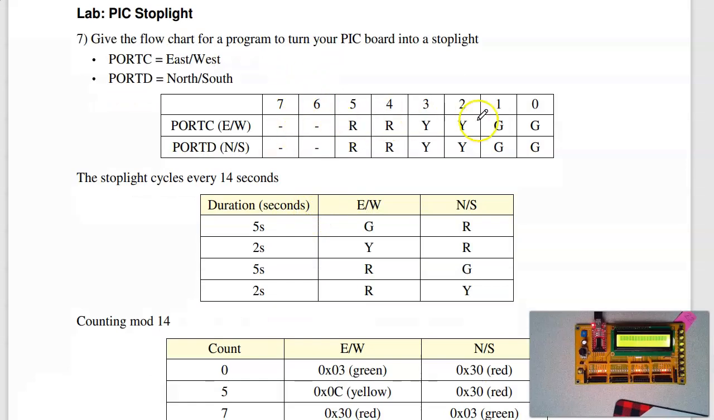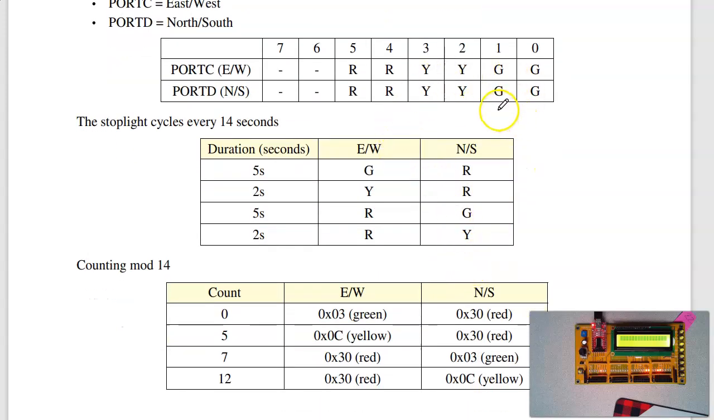Well, first off, you have to assign the pins. So I'm going to define port C to be the east-west light, north-south to be port D, with the LEDs corresponding to green, yellow, and red, one for each direction. When I write to the ports, the color is the bit pattern. So to turn on the green light, I want to turn on these two. That's hex 03. To turn on the yellow light, that would be hex 0C. And to turn on the red light, that'd be hex 30. So when I write these numbers to the port, that sets the color to green, yellow, or red.